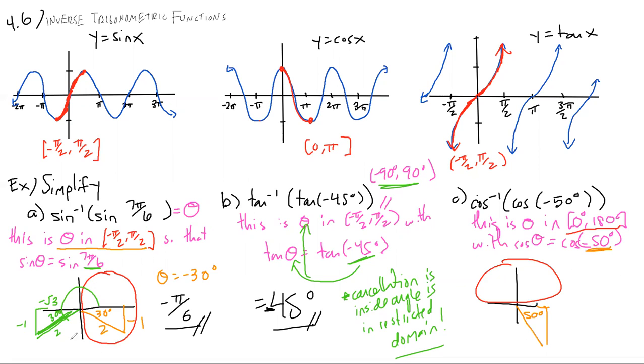So in the first example, I labeled all the sides, but if you look at the picture, I didn't need the sides at all. All I need is the same triangle to get my theta.